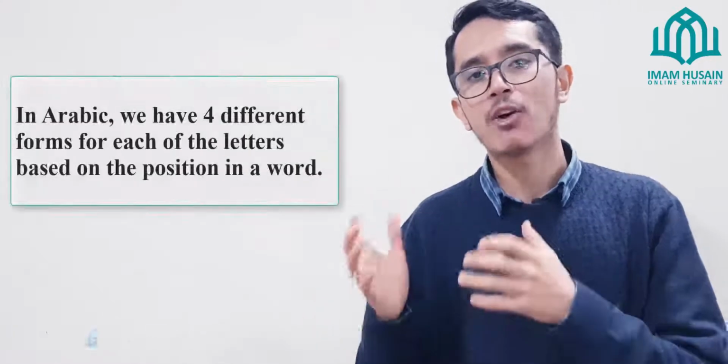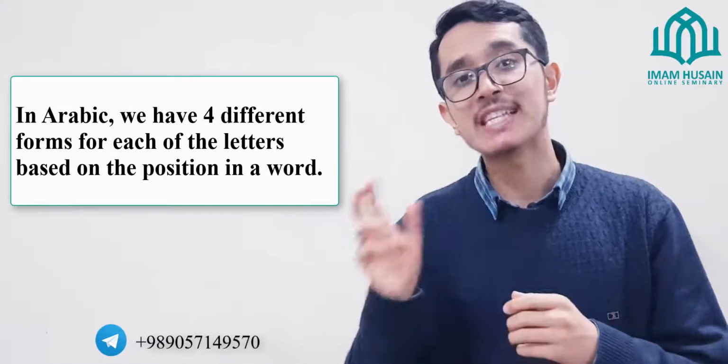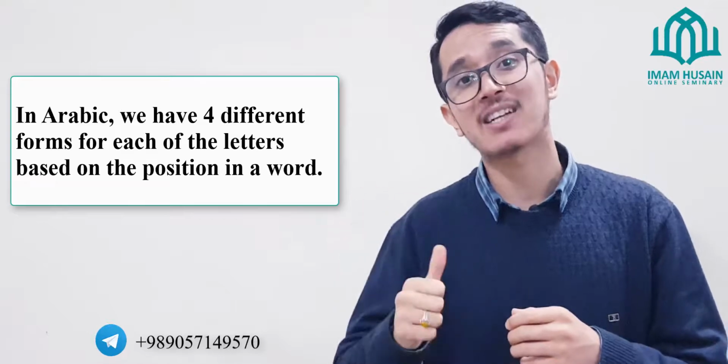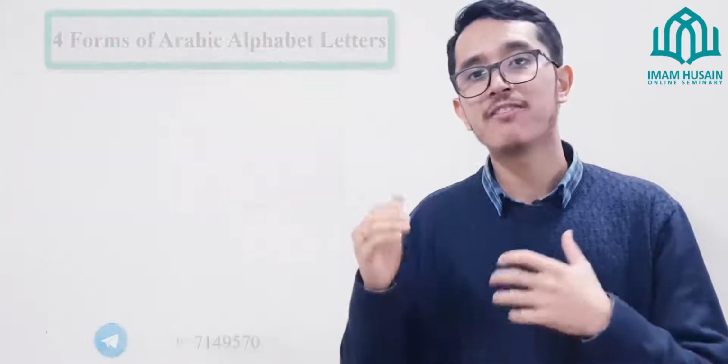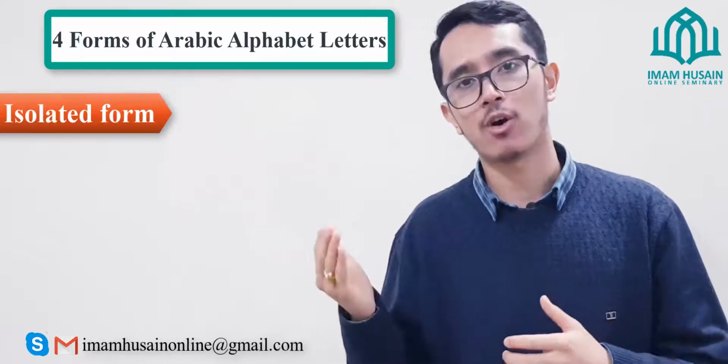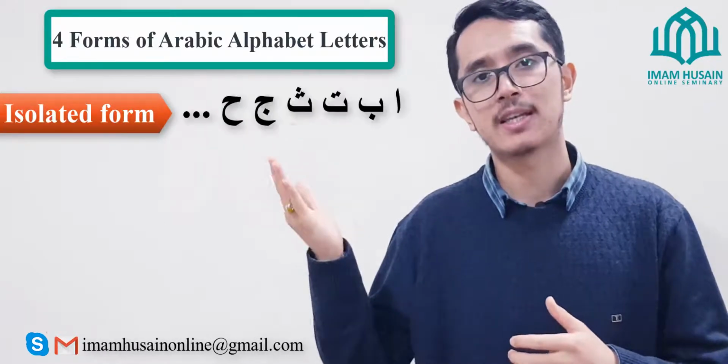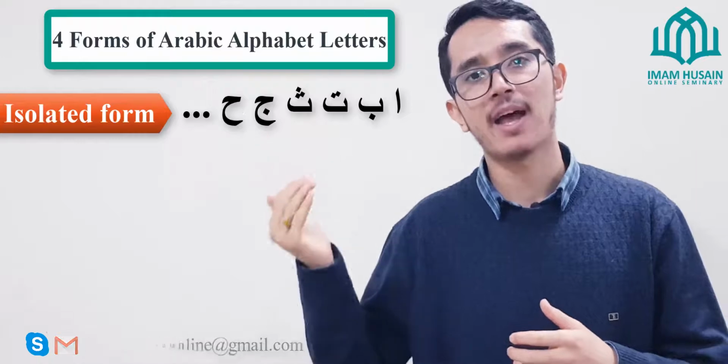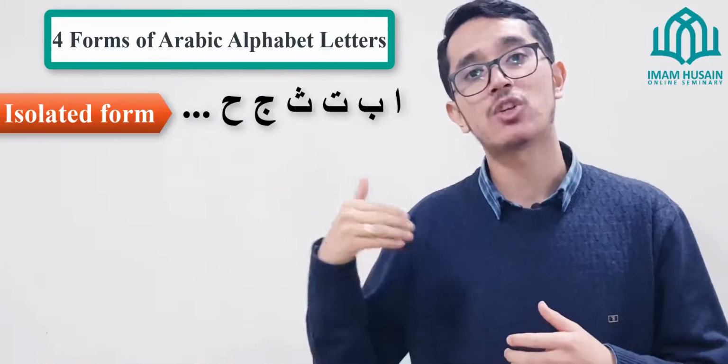Likewise, in Arabic, we have different forms of alphabet letters, but they are not called capital letters or small letters. In Arabic, we have 4 different forms for each letter based on the position that it takes in the word. So, if the letter is used by itself alone, it's called the isolated form of the letter, like this: alif, ba, ta, tha, jim, and so on.